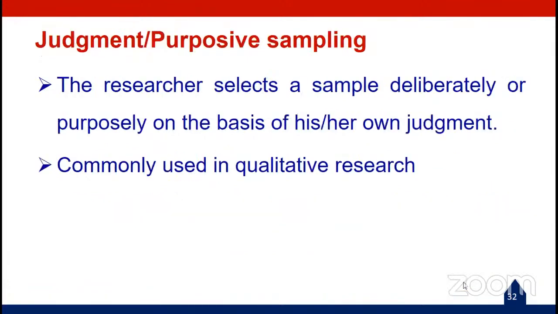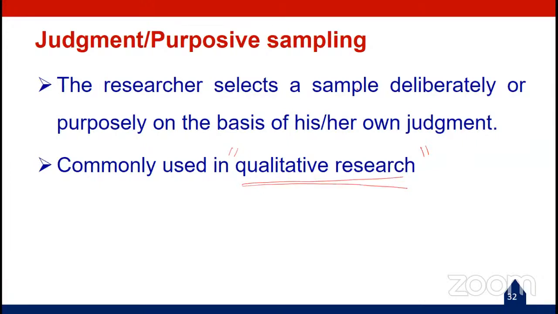The next one is judgment or purposive sampling. This is mostly used in qualitative research. In qualitative research, we interview a specific group of individuals. Assume that we want to know the perception of HIV positive individuals who are suffering with TB. In such a case, we have to select individuals with a specific condition, that is, HIV positive people who are suffering with TB. So this is mostly used in qualitative research.